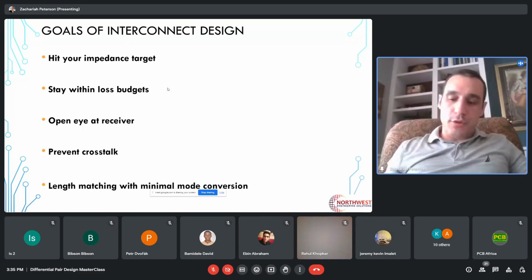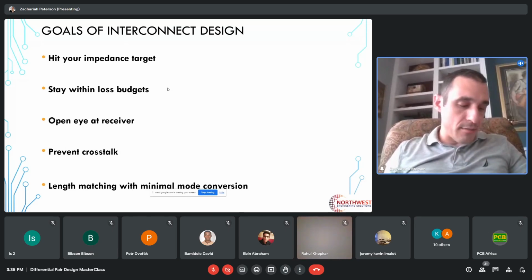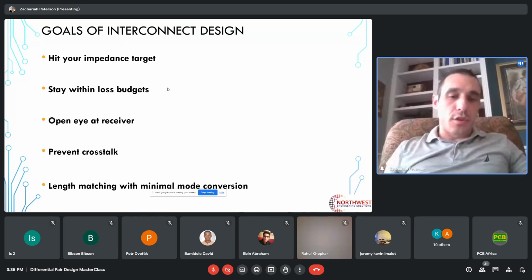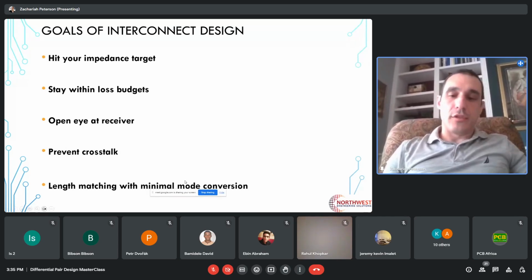Then you want to ensure that there will be an open eye at the receiver. This is typically done with simulation tools. And of course, we want to prevent crosstalk, but we also want to make sure that we have minimal mode conversion. So mode conversion is very important for noise suppression.